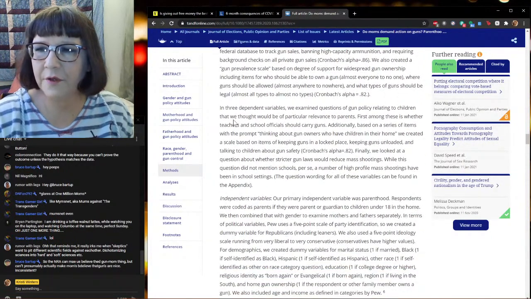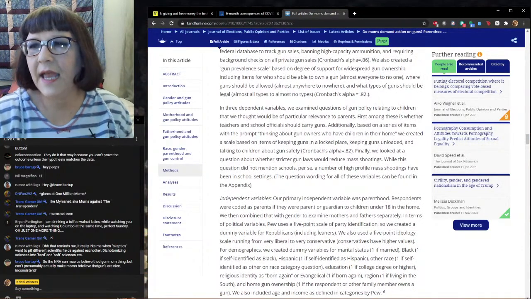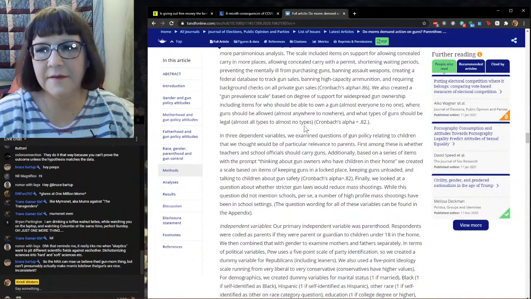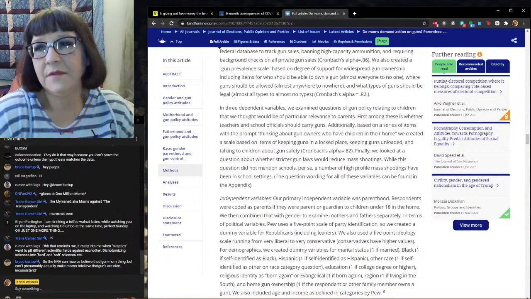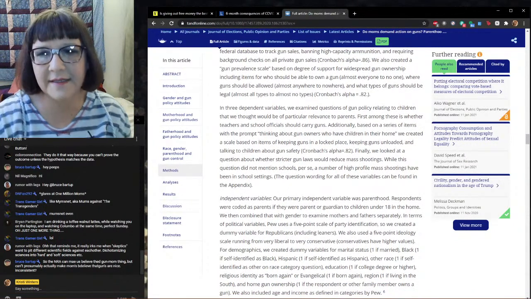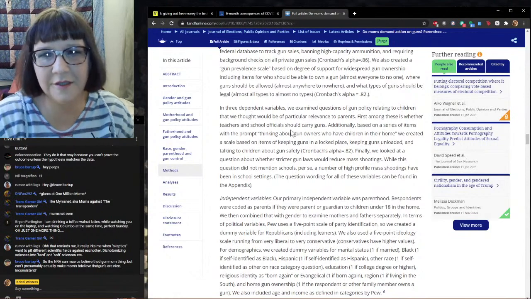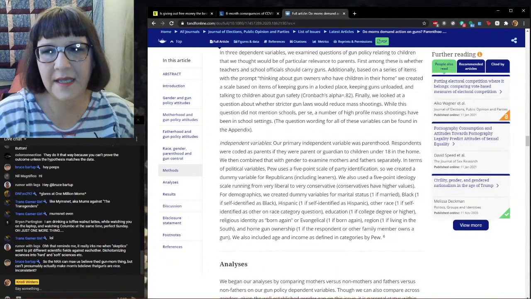And then it looks like they describe exactly how they picked their dependent variables, and what they look like. The Cronbach's alpha is a scale metric when you put together items to make sure that they're all hanging conceptually together. It's a level of analysis that, unless you've done it, you're just going to have to go, okay, I believe you. Then they also describe their independent variables, and the most important one for their theory, of course, is parenthood.